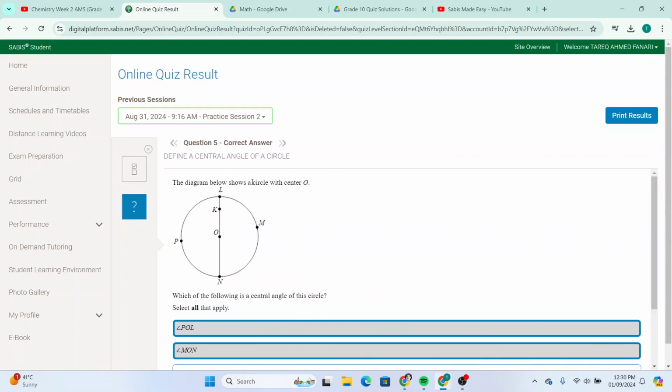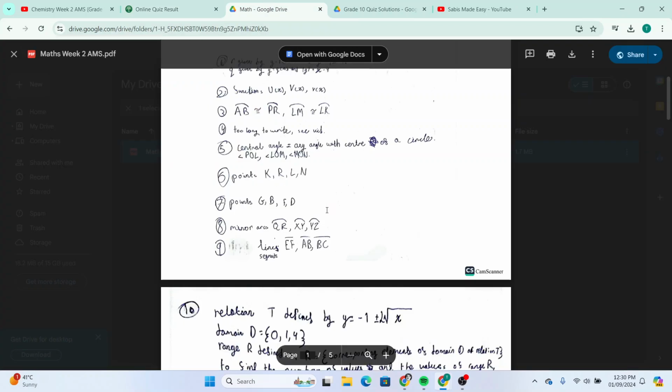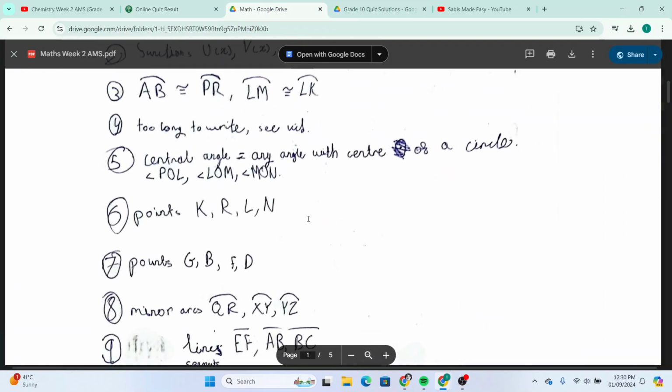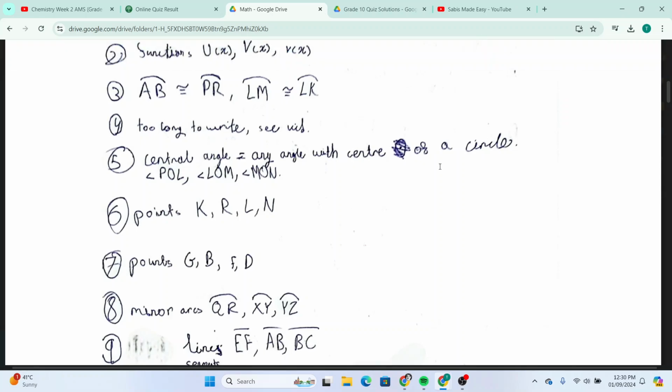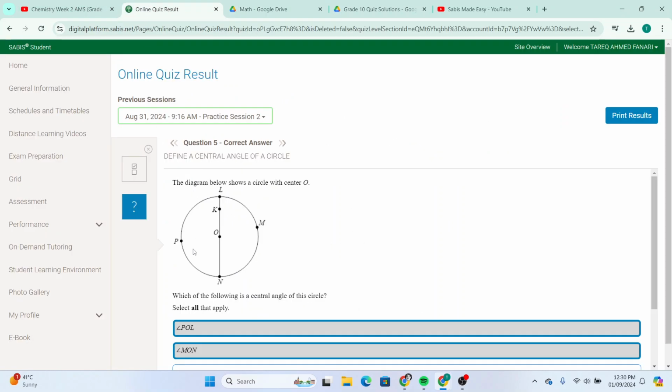Okay, so question 5. Which of the following is the central angle of the circle? Now here, let me just zoom in. The central angle is equal to any angle with its vertex at the center of a circle. So like POK or POL or LOM or NOM.